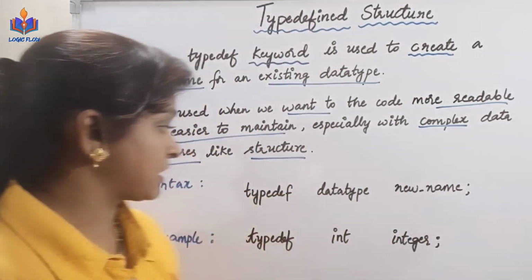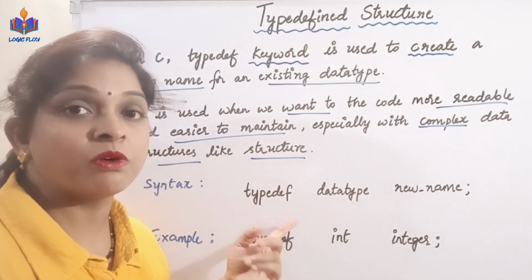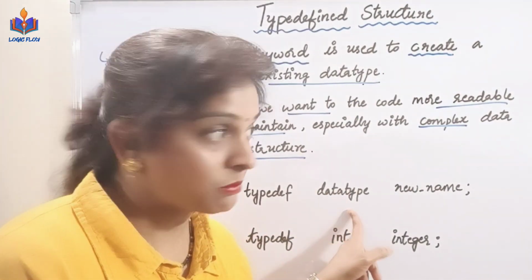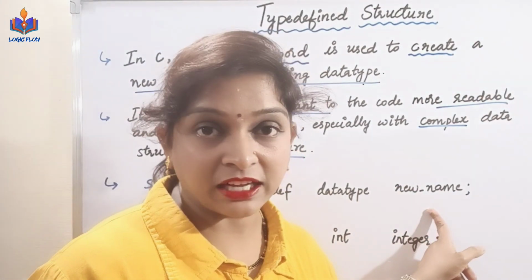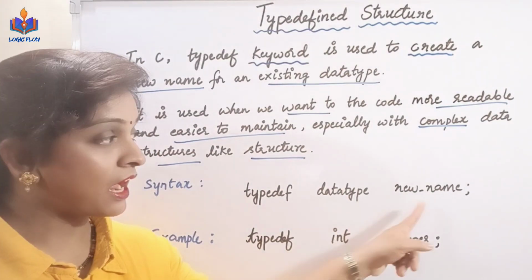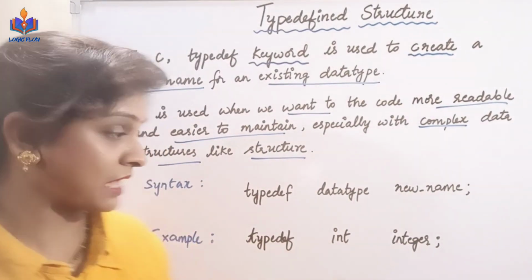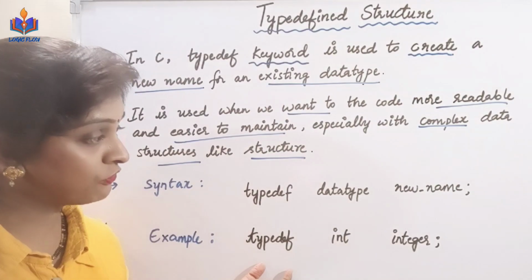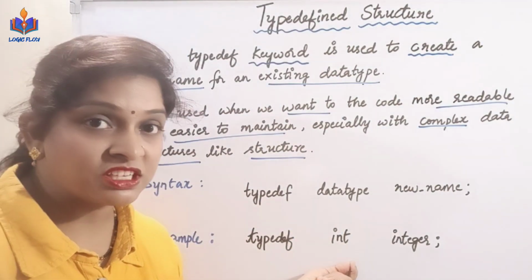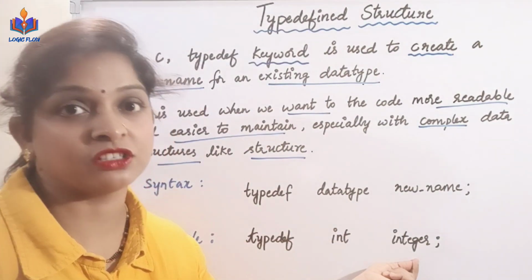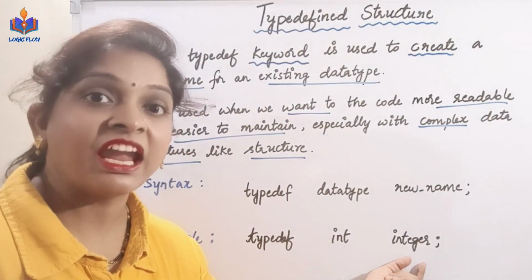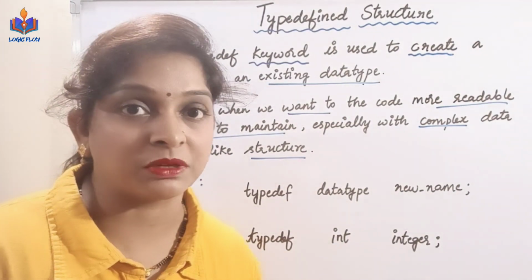Let us see the syntax. Here we use the keyword Typedef followed by the existing data type, and a new name for that existing data type. So it is Typedef, data type, and new name. Let us see a small example. I say Typedef, existing data type, say int. I am giving a new name to this int as integer. So throughout my program, I have to use this name integer to have integer variables.